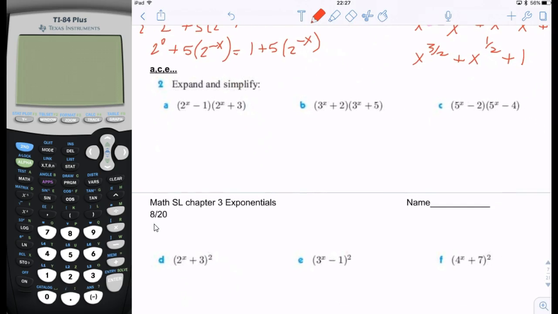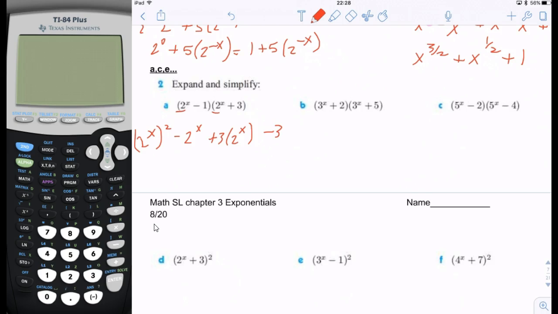2a. This is interesting. We're going to do FOIL with this, okay? So first we're going to do the first two, and then we're going to do the last two, and then we're going to do the inside and the outside. So 2 to the x squared is the first, negative 3 is the last. The inside would be negative 1 times 2 to the x, and the outside would be plus 3 times 2 to the x.